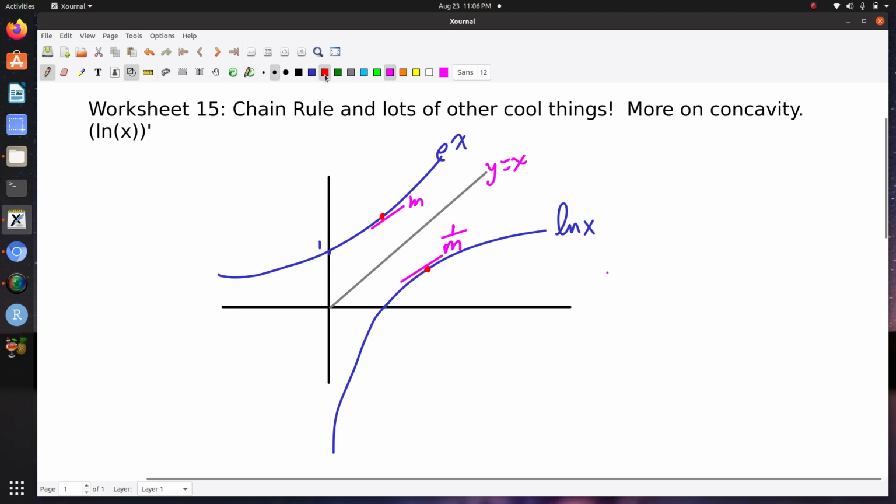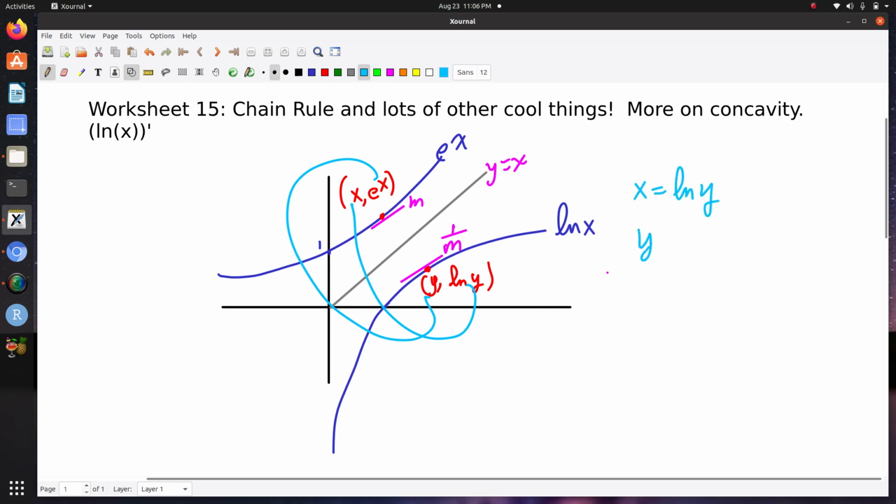Okay? So if we have a point here, let's say we have x comma e to the x, and we're going to label the point here. And here I'm going to label this y comma natural log of y. The reason I'm using both x and y is that I can put them into this relationship. So e to the x is equal to y, and x equals natural log of y. That way, I really only have two values floating around, but I'm writing them two different ways.